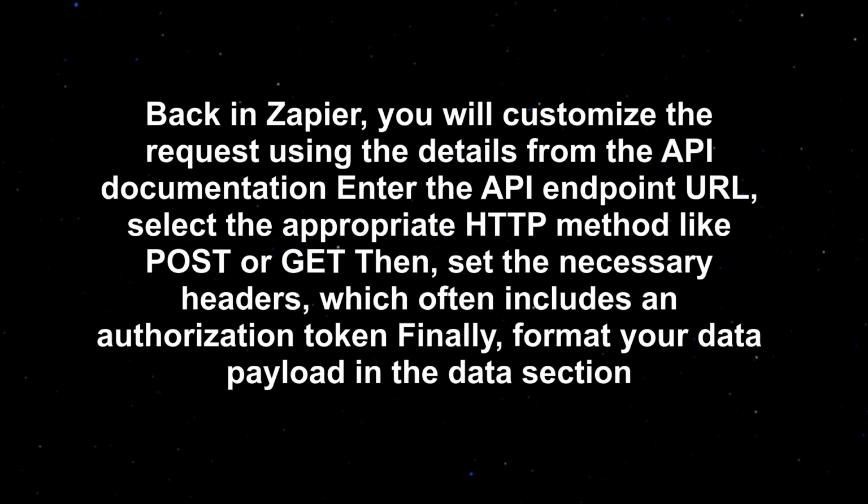In Zapier, you will customize the request using the details from the API documentation. Enter the API endpoint URL. Select the appropriate HTTP method like POST or GET. Then, set the necessary headers, which often includes an authorization token. Finally, format your data payload in the data section.